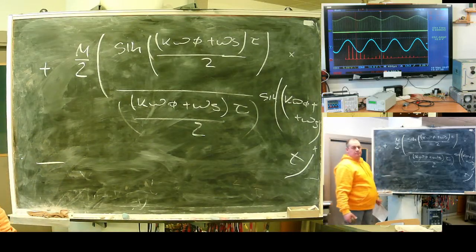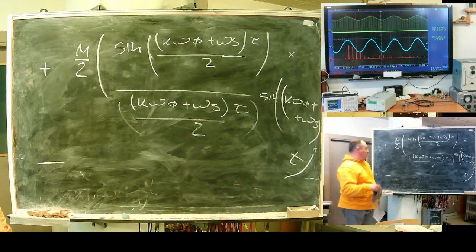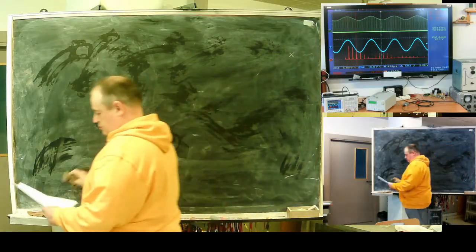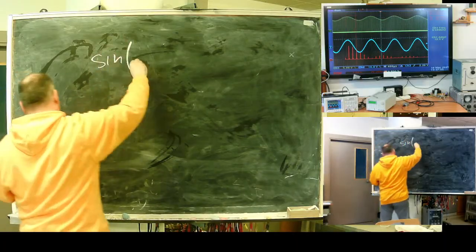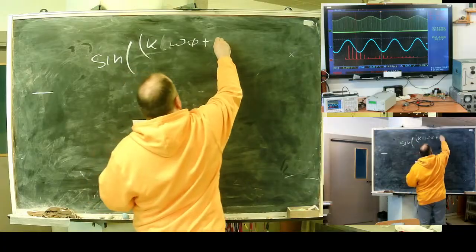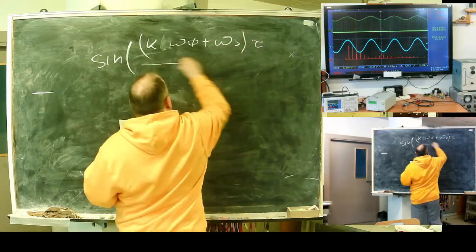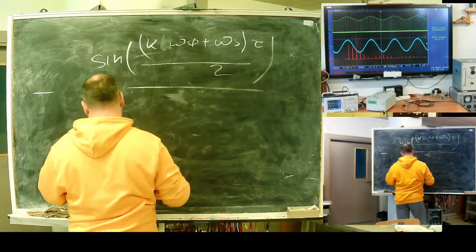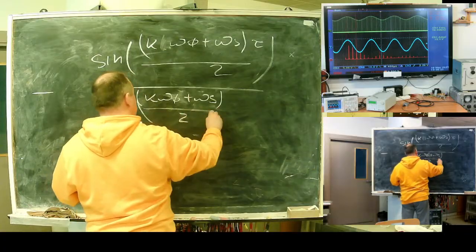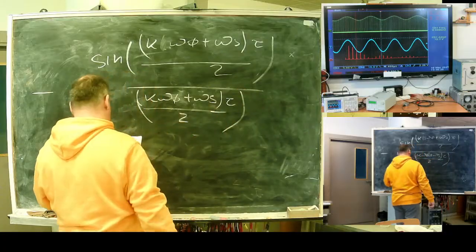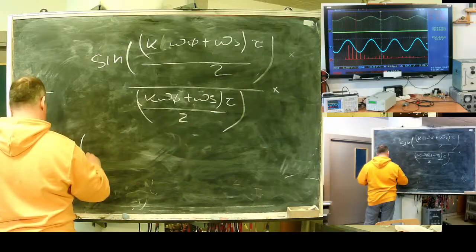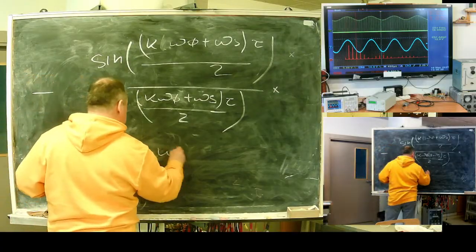And one more. Why I wrote this? Minus sine k omega 0 minus omega s tau divided by half divided by k omega 0 minus omega s divided by half, multiplied with the sine of k omega 0 minus omega s time.